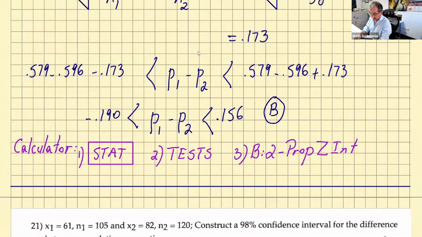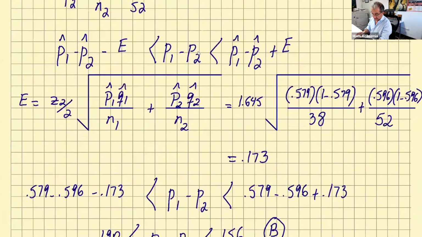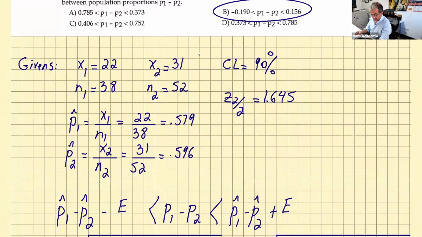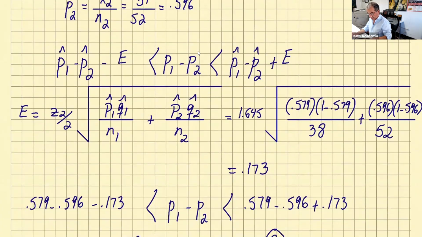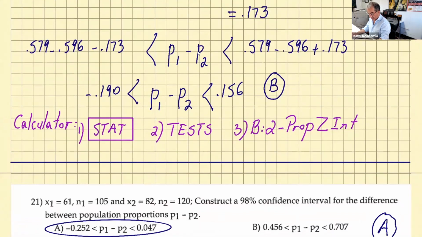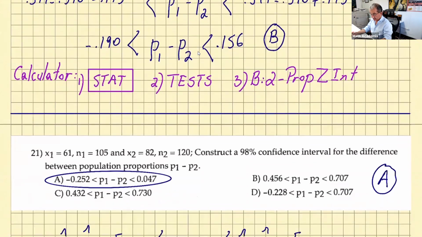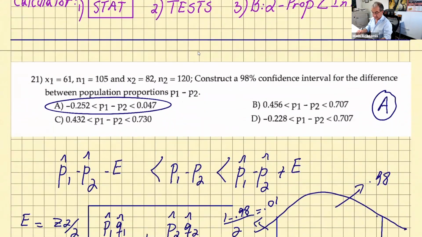You can use your calculator by going to stat, highlight test, and then go to B, 2-PropZInt. The calculator is going to ask you for x1, x2, n1, n2, and the confidence level, which is 0.9, and it's going to give you the interval directly.